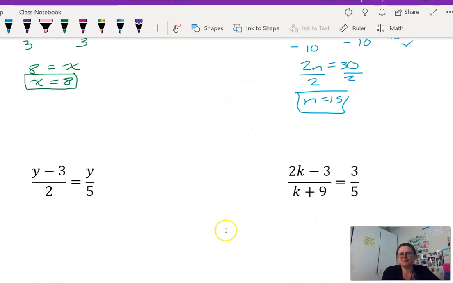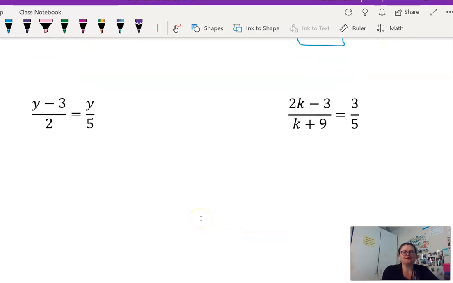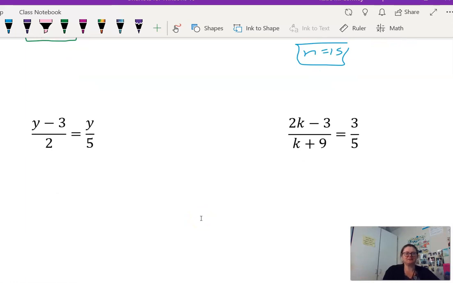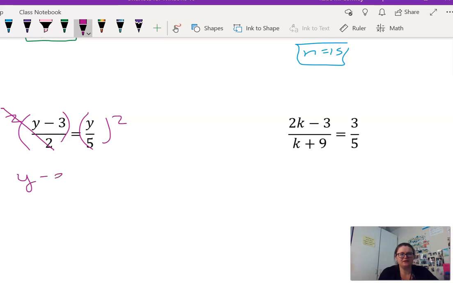Let's just do a couple more examples that might be even more complicated. See here, both of these have variables on both sides. But your process is going to be the same. Same process for all these problems. First, multiply by the first denominator on both sides. It cancels those out. y minus 3 equals, but then you do have to multiply this, 2y over 5.